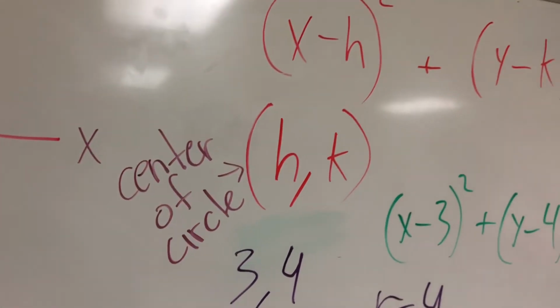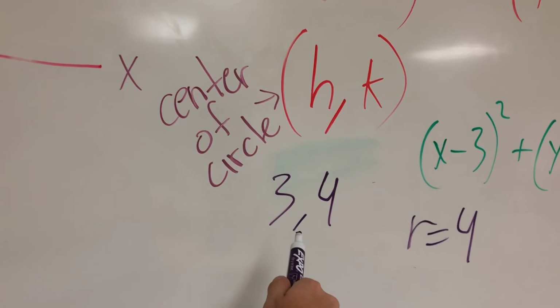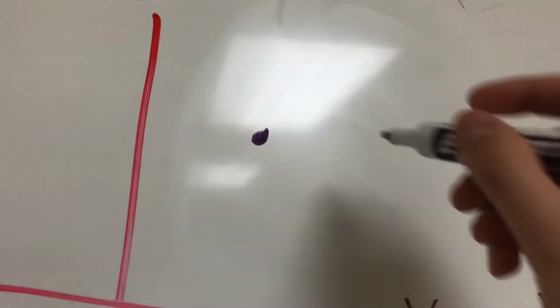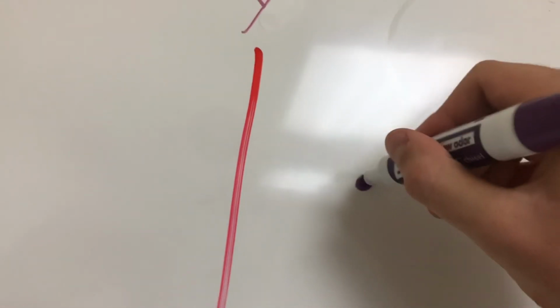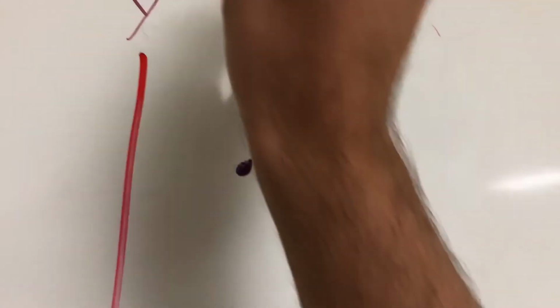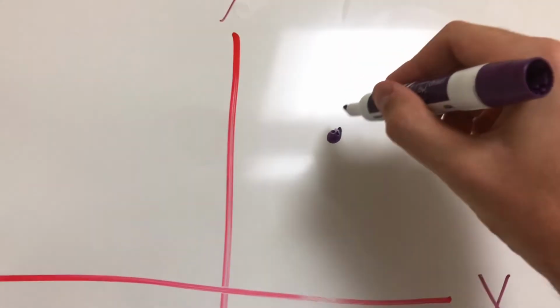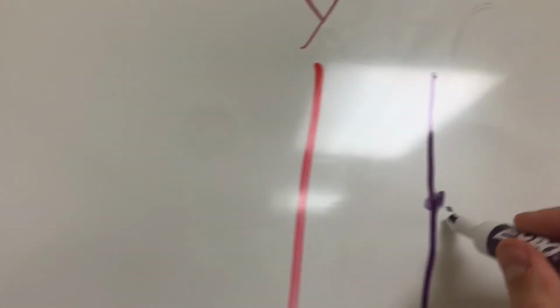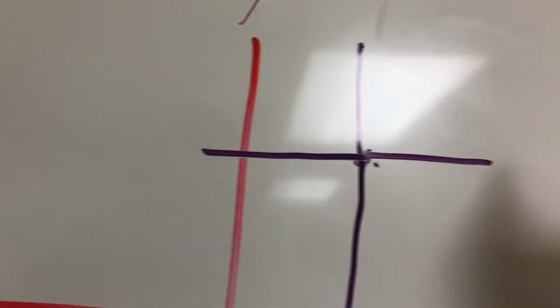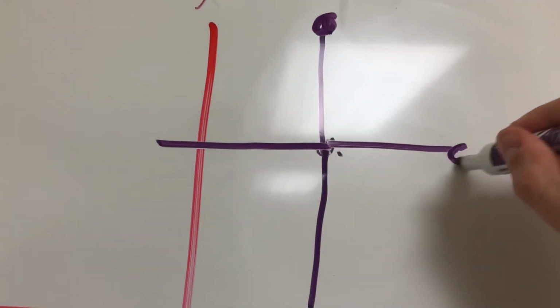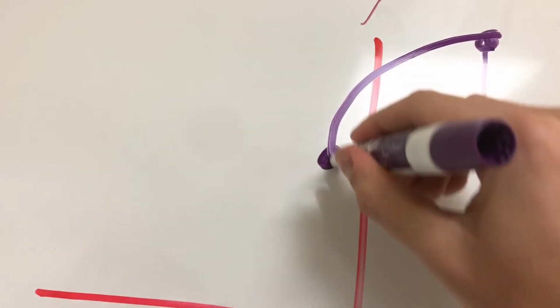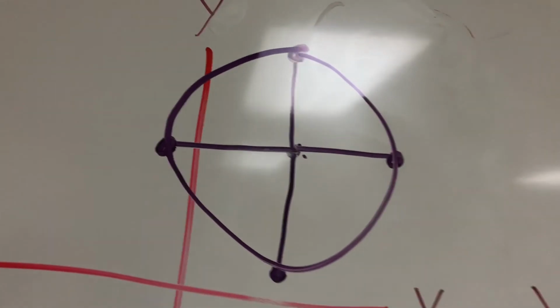So from here, I can plot my point. I have the radius, so I plot my point. For the radius, it's anywhere onto the circle. So I'm just going to go 4 up, and how do we count on a coordinate plane? Vertical and horizontal. So these will all be points on the circle. And from there, we can just make a circle. Kind of bad. You get the point.